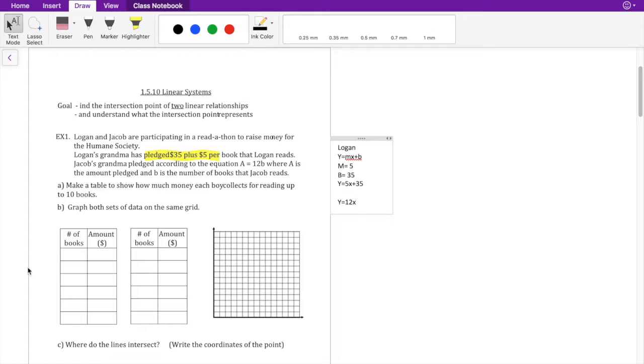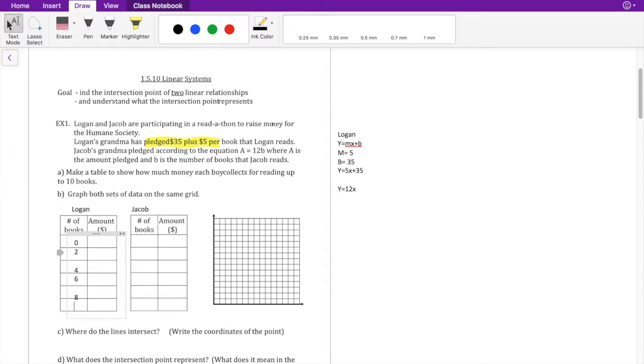So what I want you to do now is create a table of values for Logan and Jacob, going up by 2, 4, 6, 8, and 10. Going up for both of those like that.